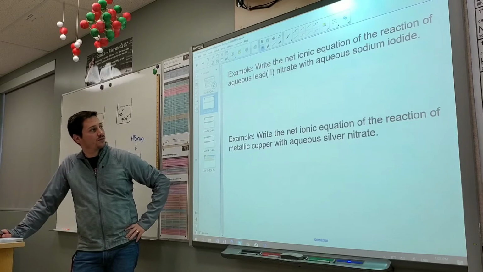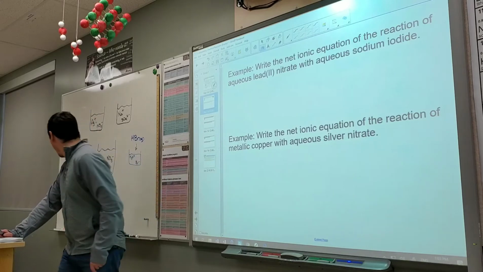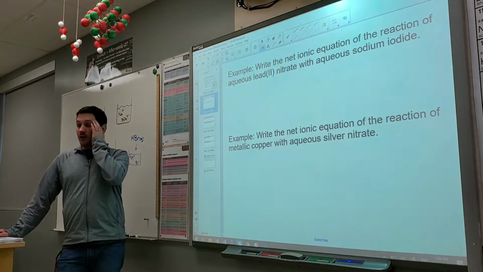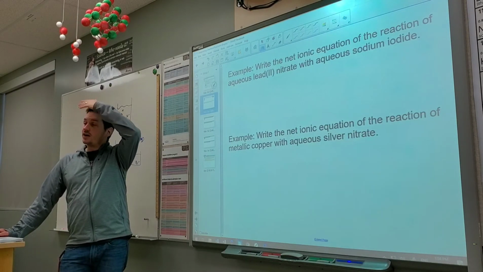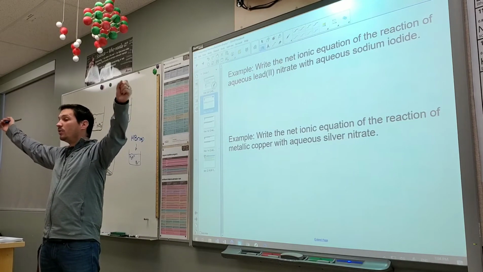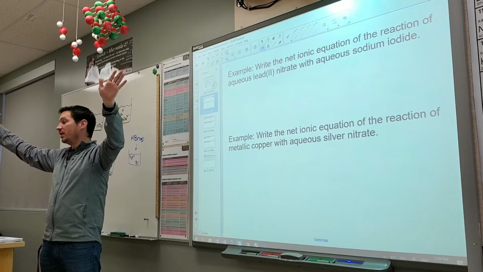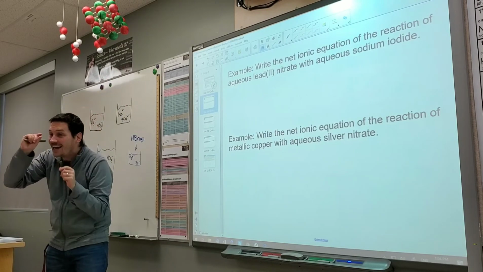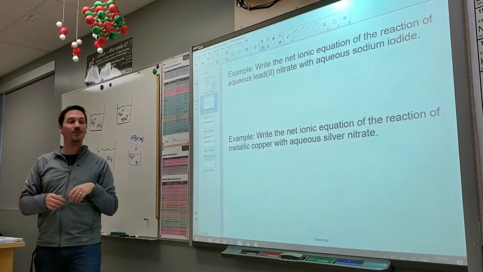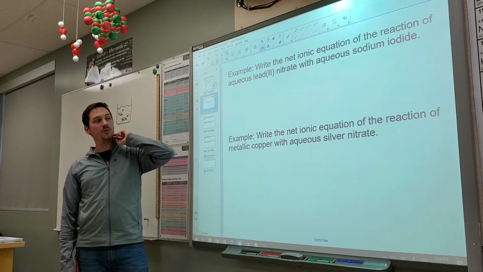Write the net ionic equation for the reaction of aqueous lead 2 nitrate with aqueous sodium iodide. I want to let you know that this is going to be very long, like wide, okay? It's going to be a little bit of work. So if you're lazy, this is going to really suck for you. But if you don't mind putting in a tiny, itty-bitty, infinitesimally small amount of work, this is going to be no problem. But if you're lazy, be prepared for a world of hurt.